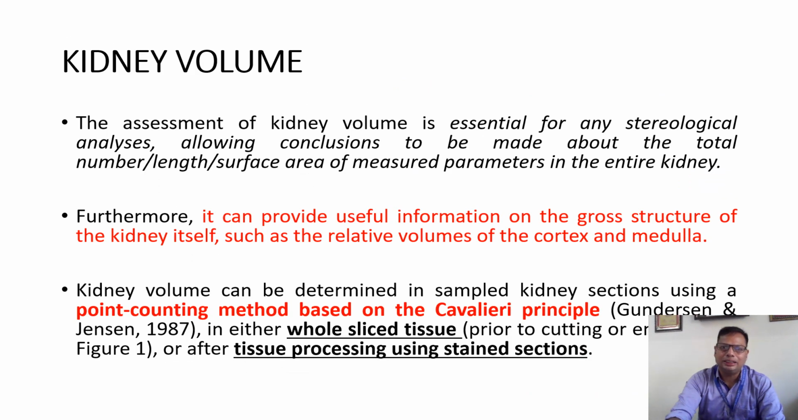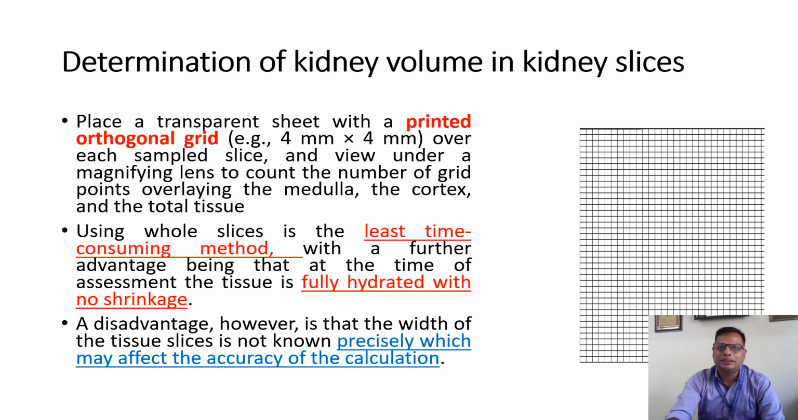The kidney volume is mainly estimated with the point counting method based on the Cavalieri principle, with the help of the whole-sized kidney slices or after tissue processing using sections. The determination of the kidney volume in the kidney slices is done with the help of a transparent sheet with a printed orthogonal grid of size 4 mm by 4 mm over the sample, according to the location in the kidney, for example in the medulla and the cortex.